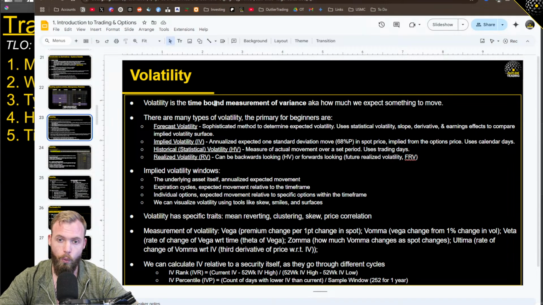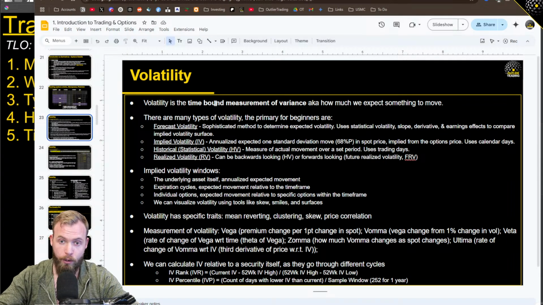So the first thing is what volatility is. Volatility is just a term, and volatility itself is a measurement. It's exactly what you see at the top of the screen here. It's the time-bound measurement of variance, and we'll get into what variance is in a little bit. The easy way to think about something like volatility is simply how much we expect something to move. Now, there are other ways you can label volatility. Volatility is the way we talk about dispersion from the mean in financial markets. We refer to it as volatility.